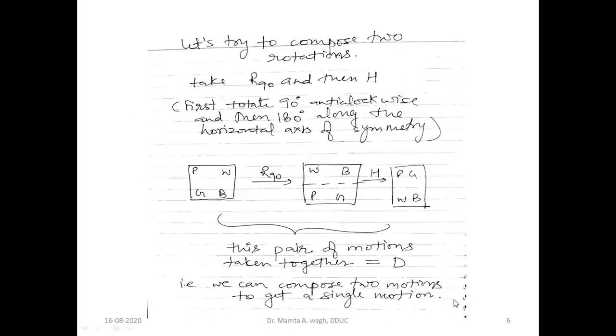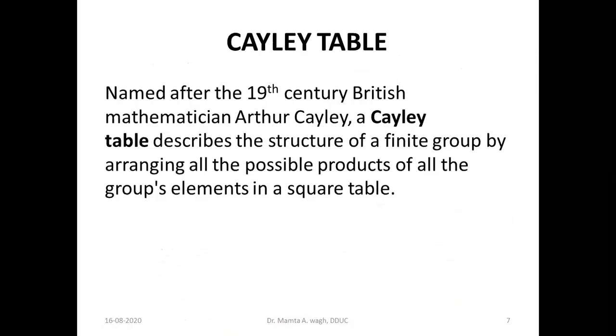So now let us see that again. If I take this initial and this final, that means combining these two rotations is equivalent to taking the rotation D along the main diagonal. So we can compose two motions to get a single motion. So we have composed two motions R90 and H, and as a result we are getting D, which is from the same set of rotations.